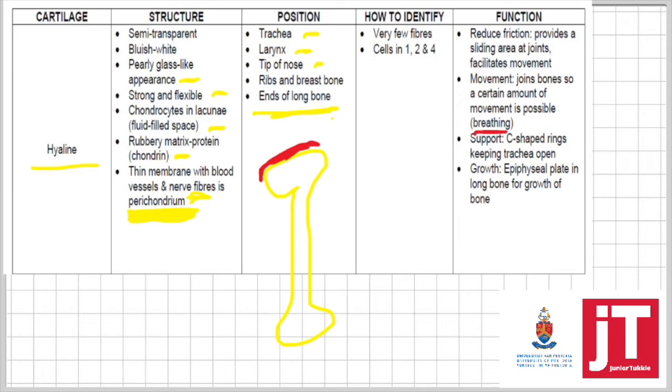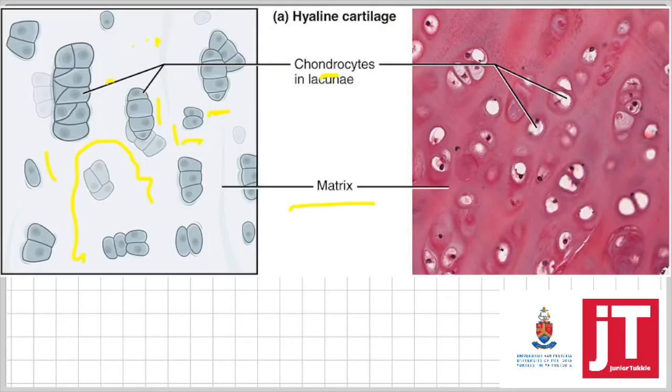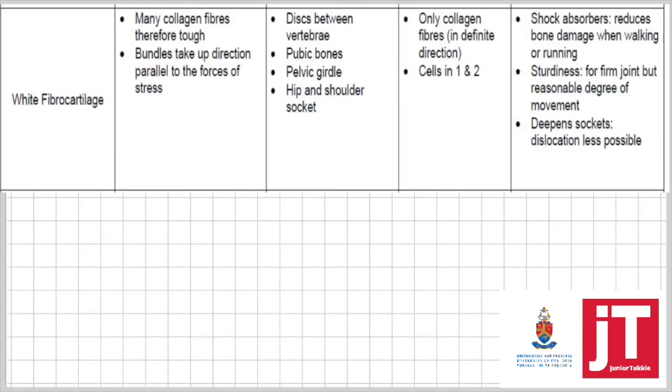And then, of course, you also learned in mitosis that the growth plate is known as the epiphyseal plate, and that epiphyseal plate is basically when you grow, that cartilage actually forms, and then the cartilage turns into bone. So it helps with growth of your long bones. Right. So that is hyaline cartilage. Right. Let's move on to white fibrocartilage.